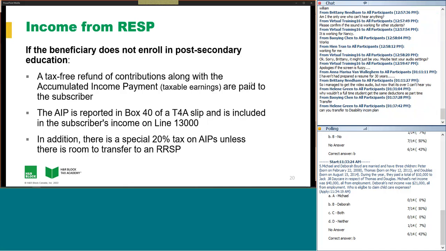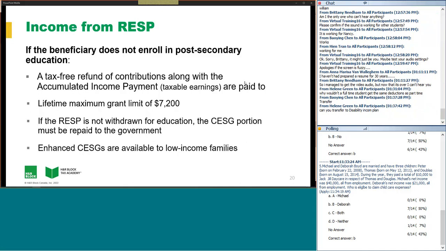For everybody else, if you take it out and they haven't used it to go to school, it's going to be your income. The person who put it in, it's going to be your income. And if you don't have RSP room to buy an RSP for that amount on your own return, you're also going to have a 20% penalty.